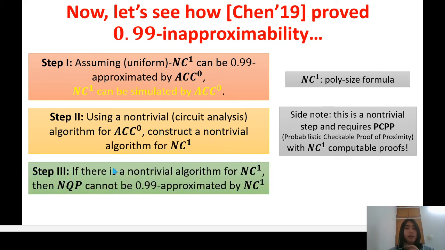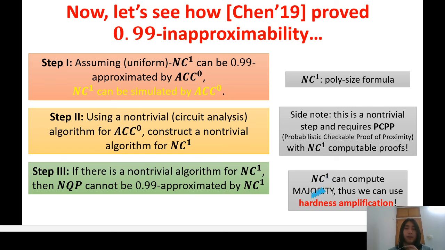And since we have a non-trivial algorithm for NC1, we can use the algorithmic method to prove that NQP cannot be 0.99 approximated by NC1. This is actually the main body of the algorithmic method, and it took Chen about 4 sections to prove this. But in this talk, we will just treat it as a black box.